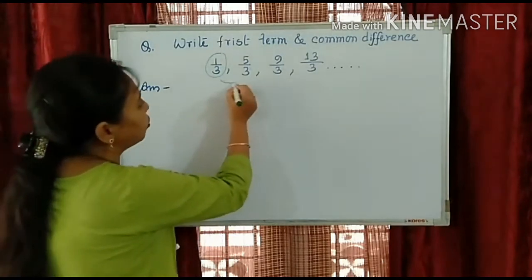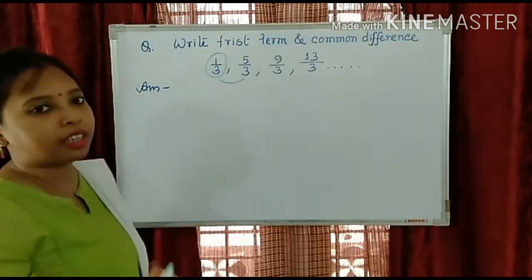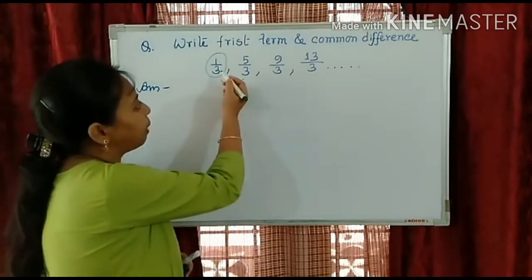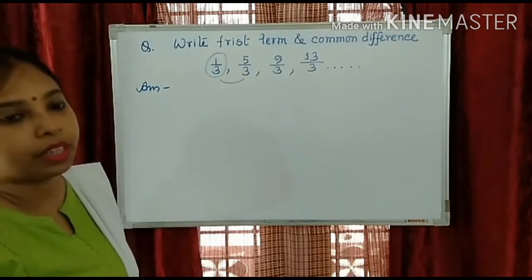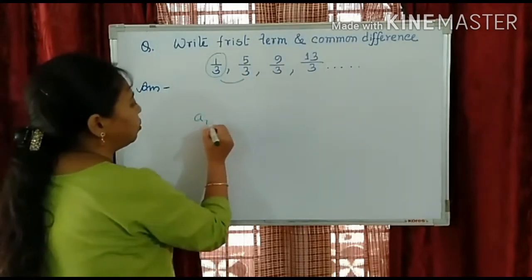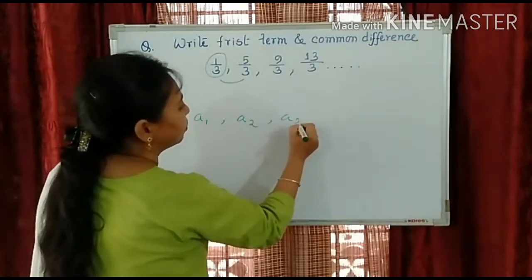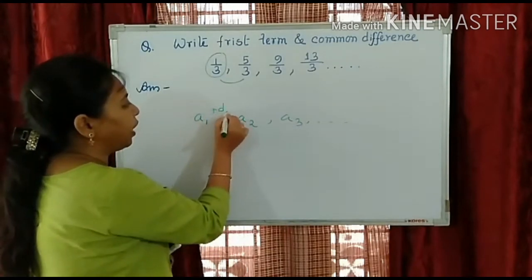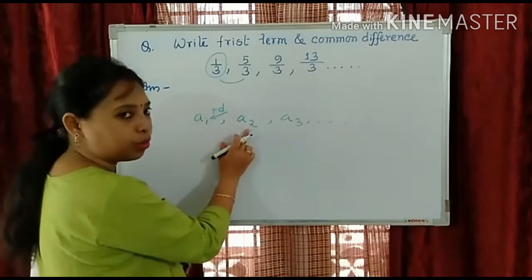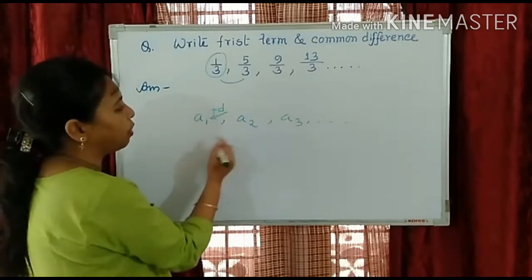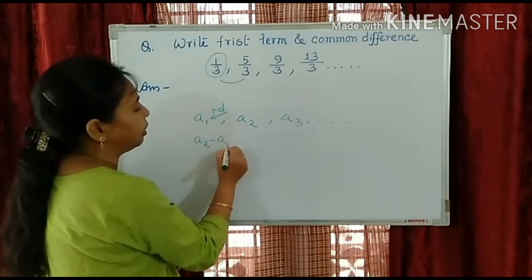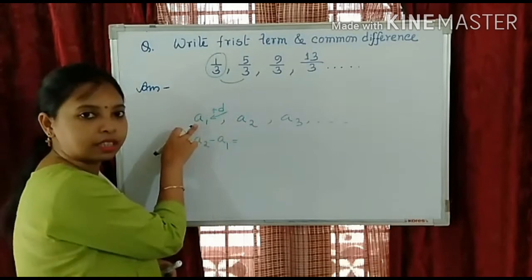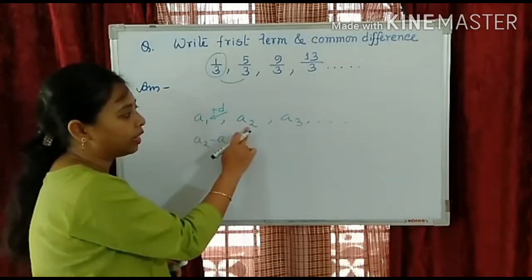And if you want to find out the common difference, you understand that we have to find out the difference. But you don't find the difference like 1 by 3 minus 5 by 3. In this way you should not find it. If you want to find the common difference, you see, I am writing the terms. There is some fixed value we have to add with A1, then only we get A2. So to get the fixed term, we will do A2 minus A1, because the fixed value is added with A1, then only you will get A2.